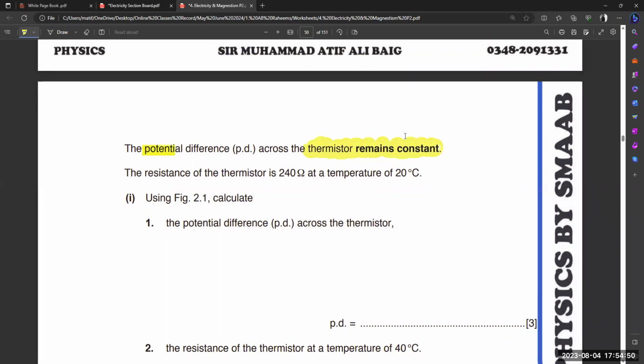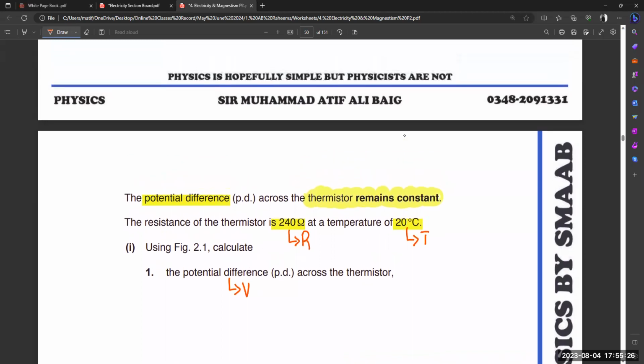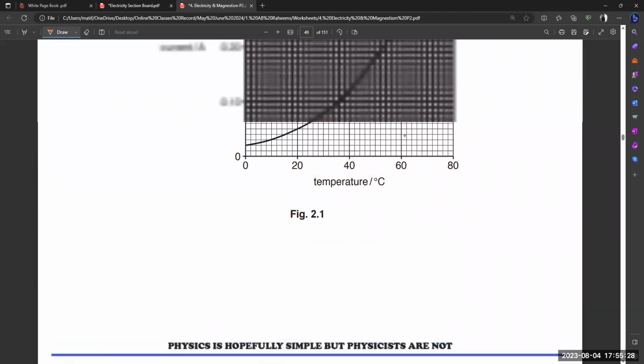So the potential difference is constant for the thermistor, and the resistance of the thermistor is 240 ohms. This is the value of resistance and this is the value of temperature. So you need to calculate the value of V. This is the value of V, this is the value of R, this is the value of T. Now one thing is missing: we need to calculate the potential difference. For potential difference, we know the basic formula for power. We use the formula for power dissipation, but let's check what values are actually given in the question.